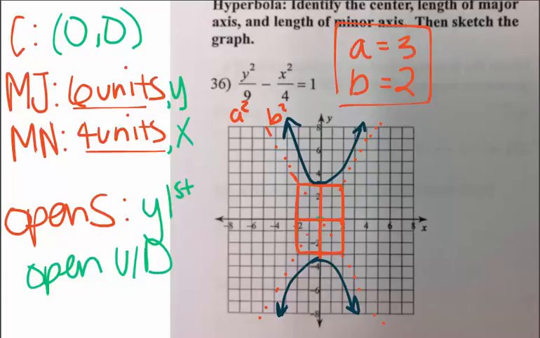And so we have a hyperbola with a center at (0, 0), a full major axis of 6 units because the A is only 3, that little half distance, there's A. The B is 2, so all the way across is going to be 4 units, and it opens up and down because the Y is first.